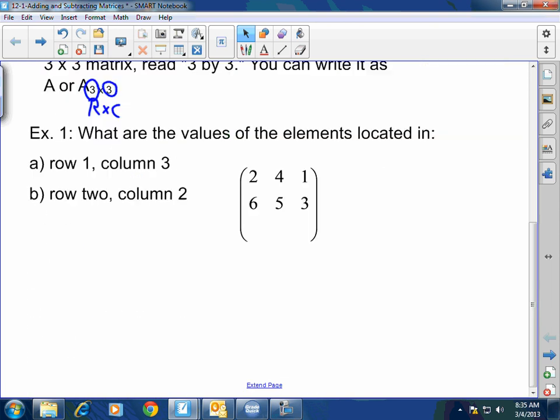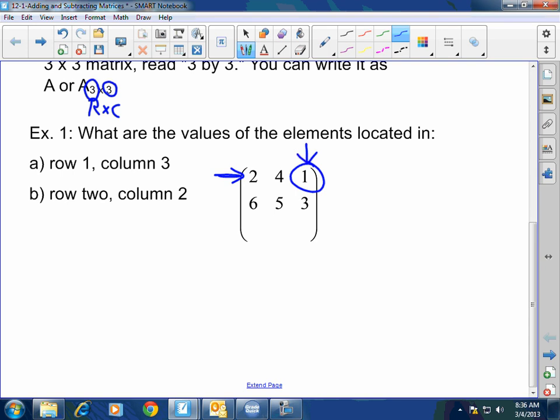For example, what is the value of the element located in row 1, column 3? What would row 1, column 3 be here? 1, yeah, that's absolutely right. That's row 1, first row, and column 3. Okay, row by column. What about for B? Row 2, column 2. Row 2, column 2 is 5. Awesome. Does that make sense? Okay, awesome.